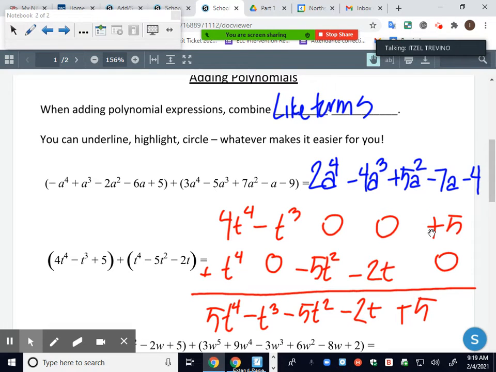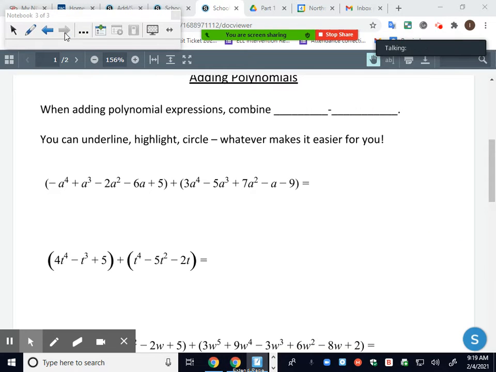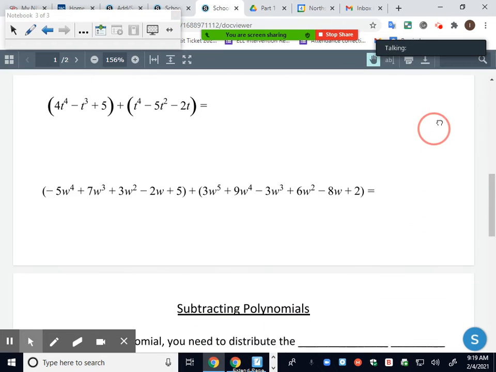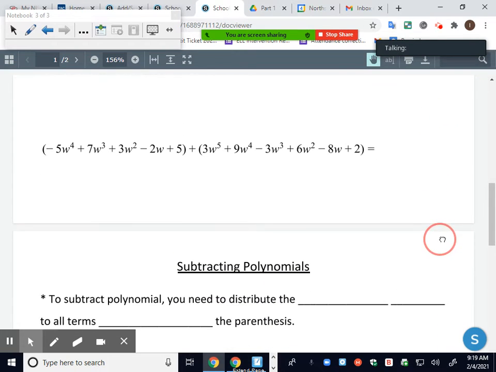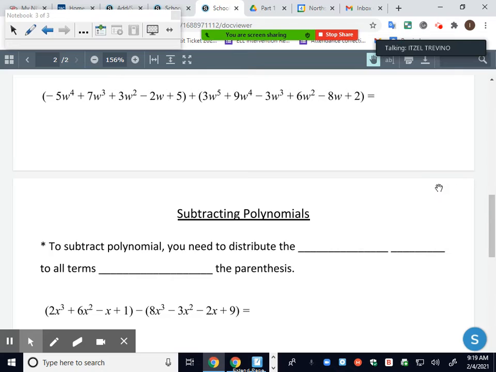How do we feel so far? Pretty easy, kind of hard. So let's do one more addition, and then we'll do a few subtraction problems, and then you should be able to have time to work on the practice.